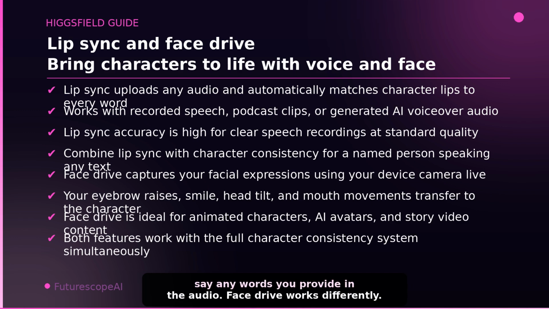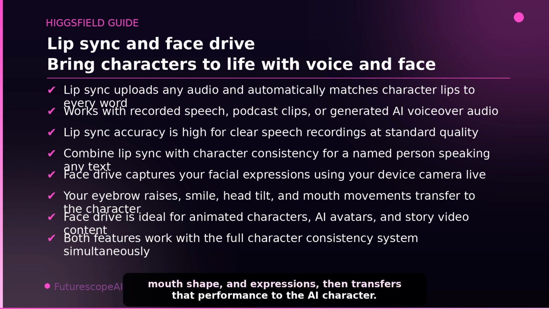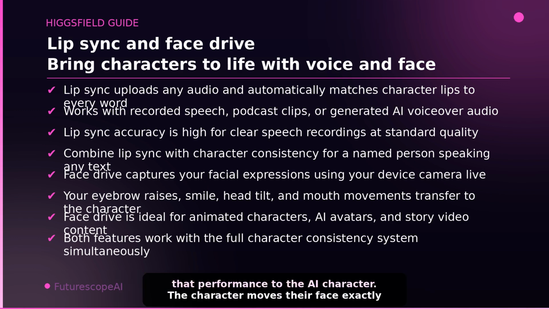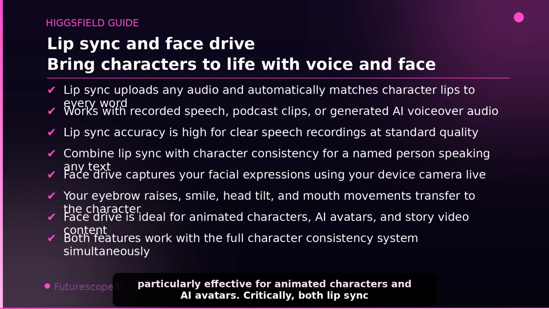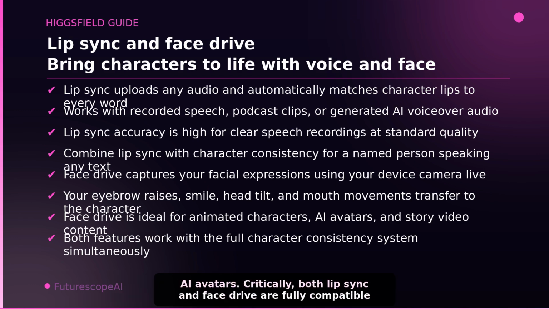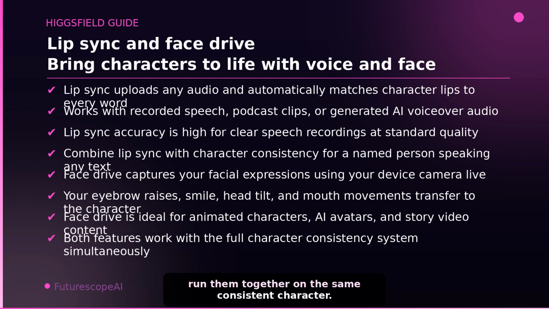Face drive works differently. You face your device camera and record a short performance. Higgsfield captures your eyebrow movements, smile, head rotation, mouth shape, and expressions, then transfers that performance to the AI character. The character moves their face exactly as you did, with the same timing and expressiveness. Face drive is particularly effective for animated characters and AI avatars. Critically, both lip sync and face drive are fully compatible with character consistency, meaning you can run them together on the same consistent character.